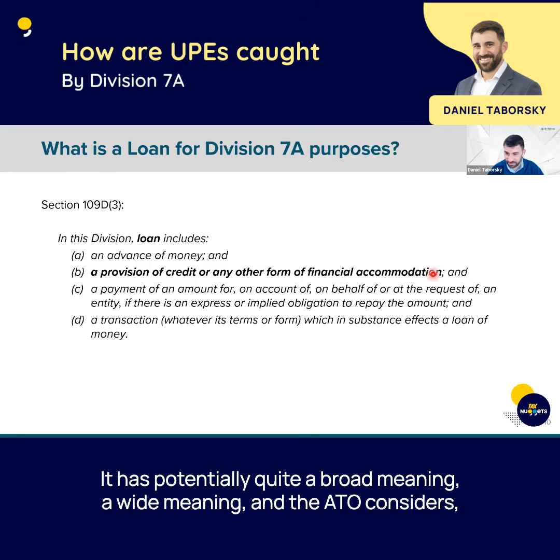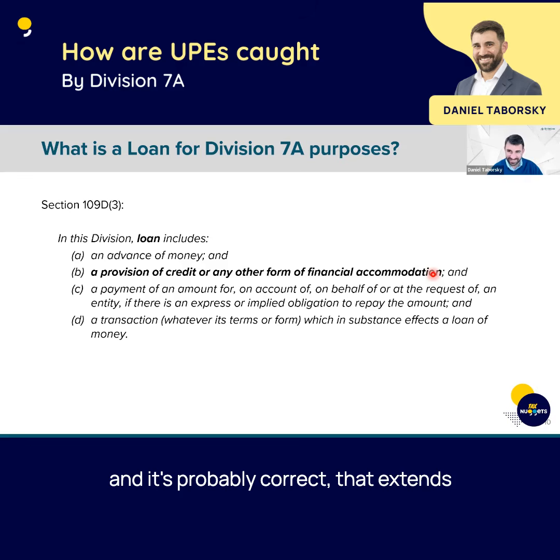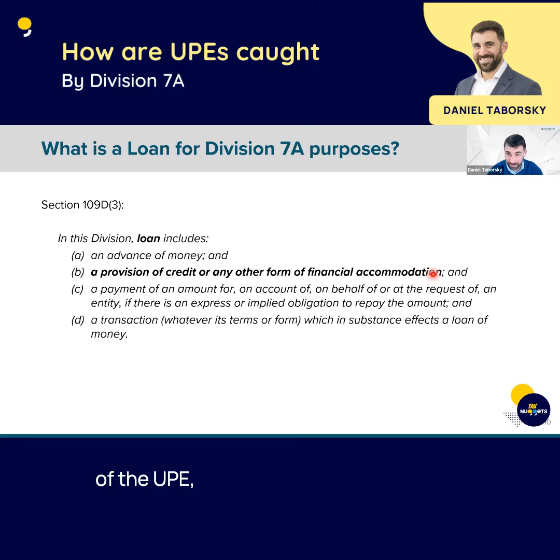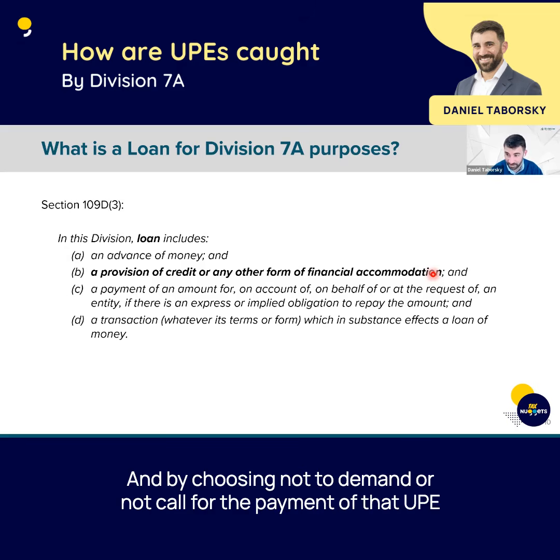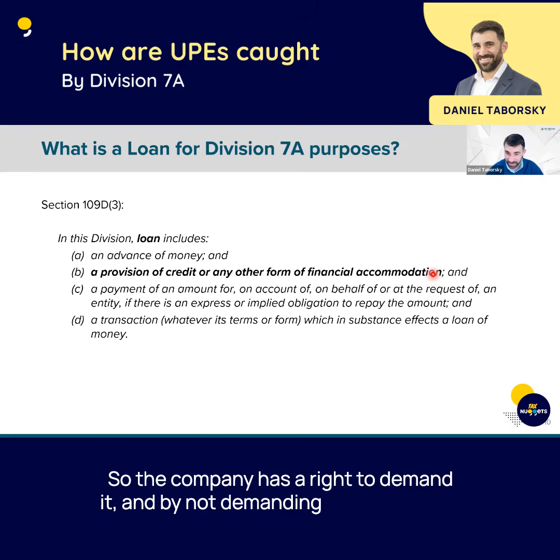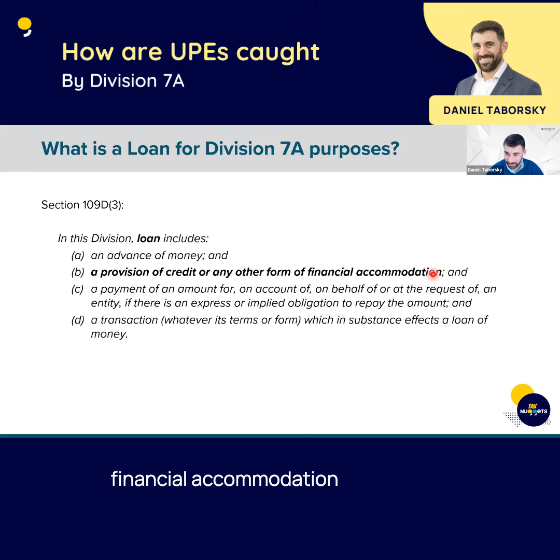And the ATO considers, and it's probably correct, that extends to cases where an entity with the trust entitlement has, I guess, knowledge that there's an amount owed to it. So the knowledge of the UPE, knows that it can demand payment of it, but then chooses not to pay it. And by choosing not to demand or not call for the payment of that UPE by the trust, the ATO is considering that the company is providing financial accommodation to the trust. So the company has a right to demand it, and by not demanding it, it's providing financial accommodation to the trust.